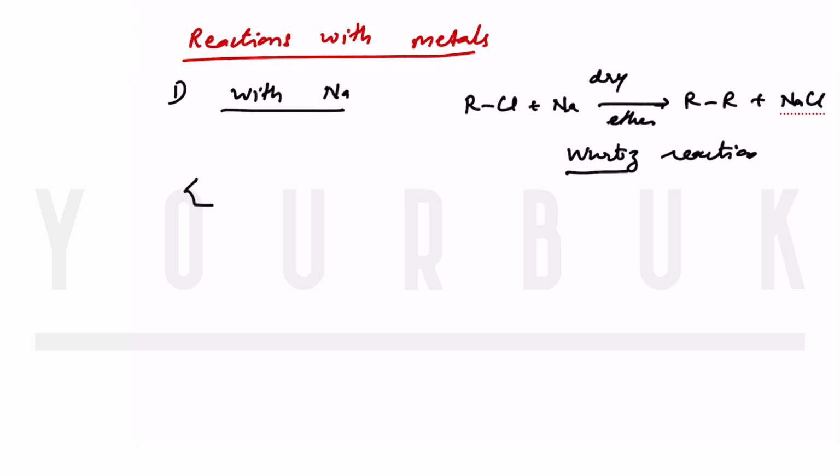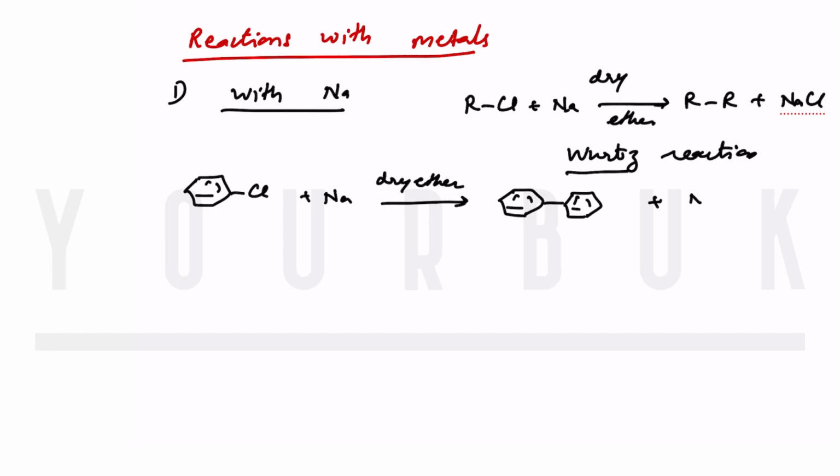Similarly, when we react chlorobenzene or any other halobenzene with sodium in the presence of dry ether, again you have to form a new bond between the alpha carbon atoms, and this compound is called diphenyl, phenylbenzene, and this reaction is called the Fittig reaction. So in the Fittig reaction we take aryl halides, and in the Wurtz reaction we take alkyl halides.